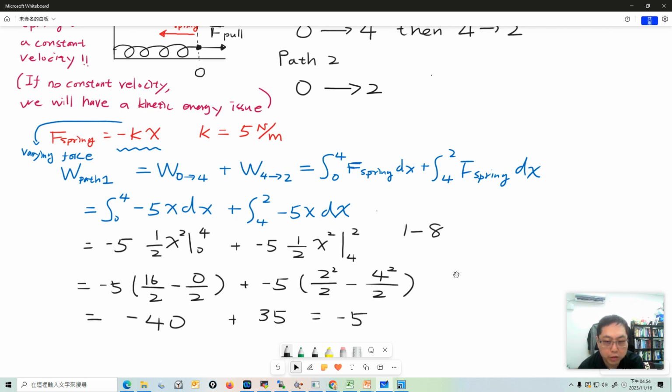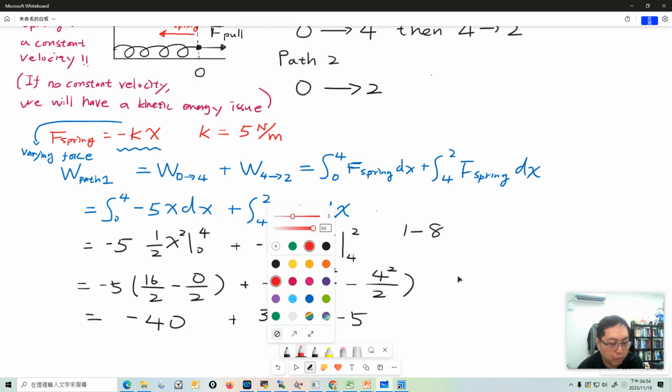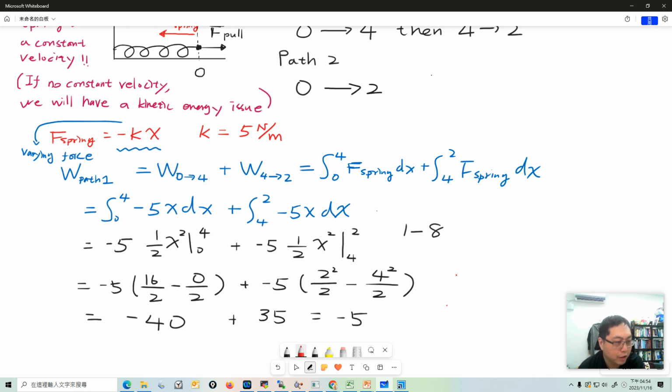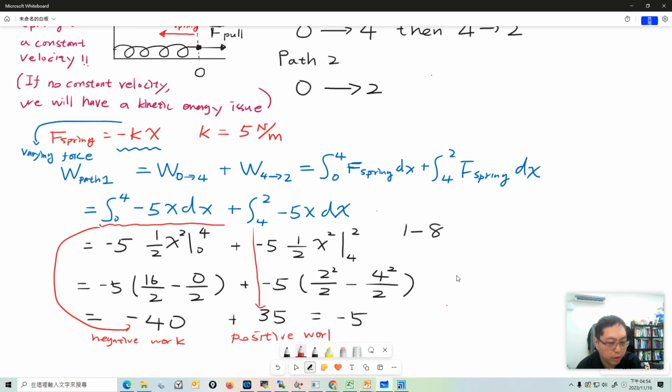From this result, we see the first section, 0 to 4, is negative. That means in this section the spring force is doing negative work. And for 4 to 2, it's doing positive work. This is a feature of a conservative force: it can do positive work and negative work.